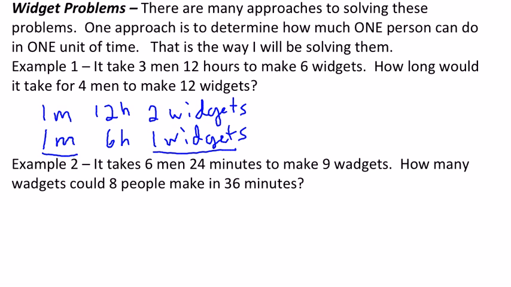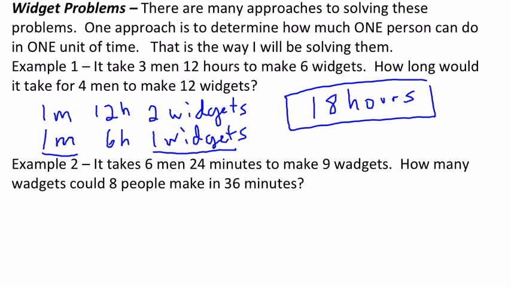So if we know that 1 man can make 1 widget in 6 hours, it says how long would it take 4 men to make 12 widgets? Well, if 4 men are making 12 widgets, then each 1 man is making 3 widgets. And if 1 man can make 1 widget in 6 hours, then it would take 3 widgets times 6 hours, or 18 hours, for the 4 men to make the 12 widgets.